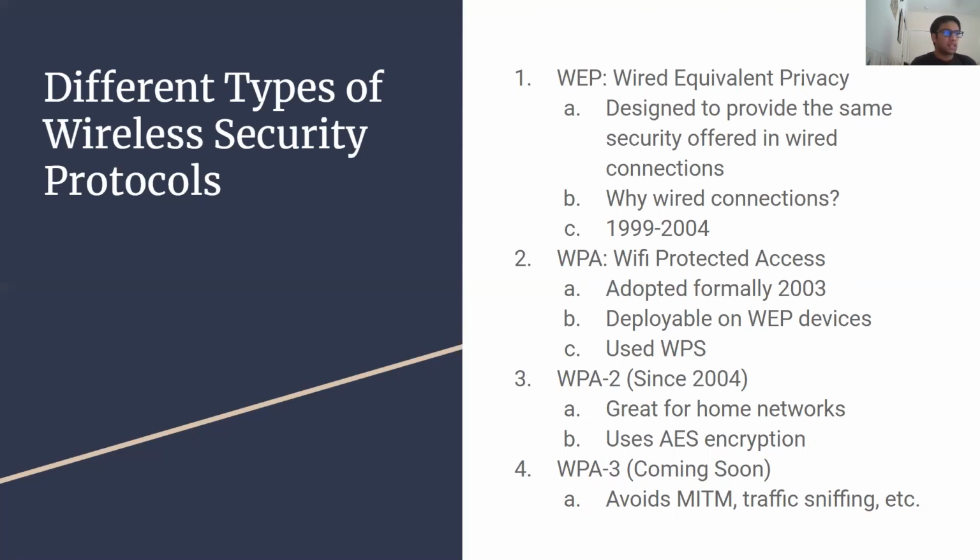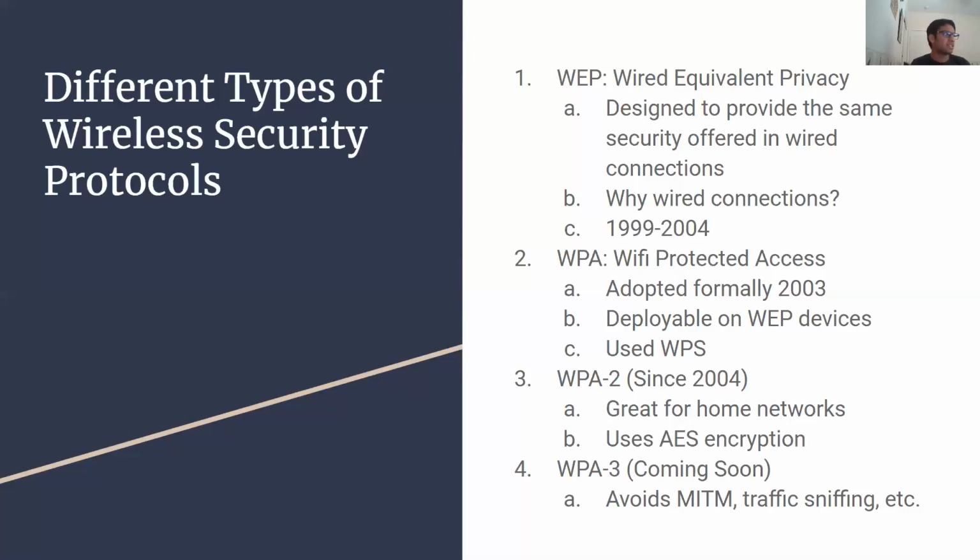WPA stands for Wi-Fi Protected Access. This is the second type of wireless security protocol. It was adopted formally in 2003, and its firmware was available on WEP devices and ran WPS, which is known as Wi-Fi Protected Setup. WPS is pretty weak and allows attackers to brute force WPS.